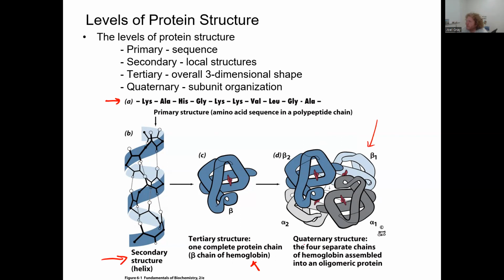So here what we have is a model for hemoglobin. Hemoglobin is a tetramer. It's also a homodimer. And what it consists of is two alpha subunits and two beta subunits, hence a tetramer. So what all of these polypeptides look like in three-dimensional space gives you the quaternary structure of this protein.